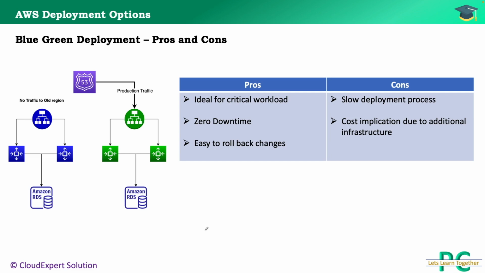Moving to pros and cons, since there is no downtime, this is ideal for critical workloads with zero downtime. And since you are maintaining two versions and you have dedicated traffic for production and test traffic, if you find that your green environment is faulty, then you will not switch your application traffic from blue to green. In that case, it's very easy to roll back. If your new environment is not working properly, you will simply not put any production traffic on that new environment, and there will be no question of any rollback.